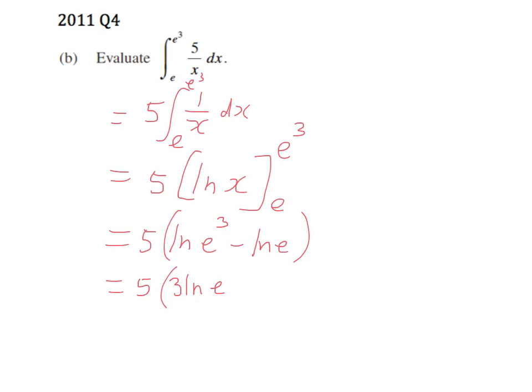And log e is just 1, because you know that's a little base e. e to the power of 1 equals e. So that's just minus 1. And I guess you can see here as well, log e is 1. So that's 3 minus 1, which is 2. And 5 times 2 is 10.